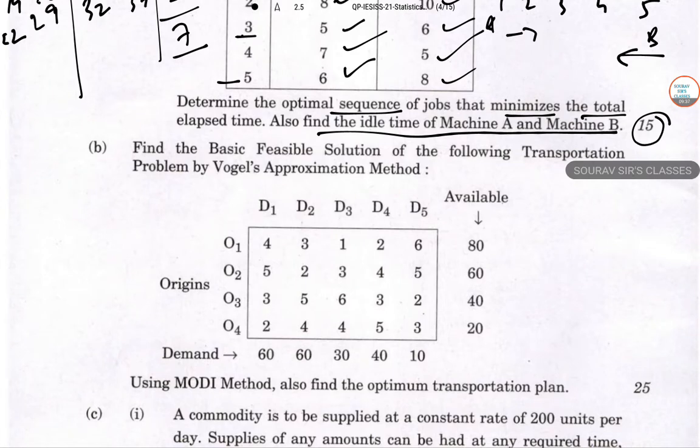So now is the BFS, basic feasible solution of the transportation problem by Vogel's Approximation Method. And here, the good old process.